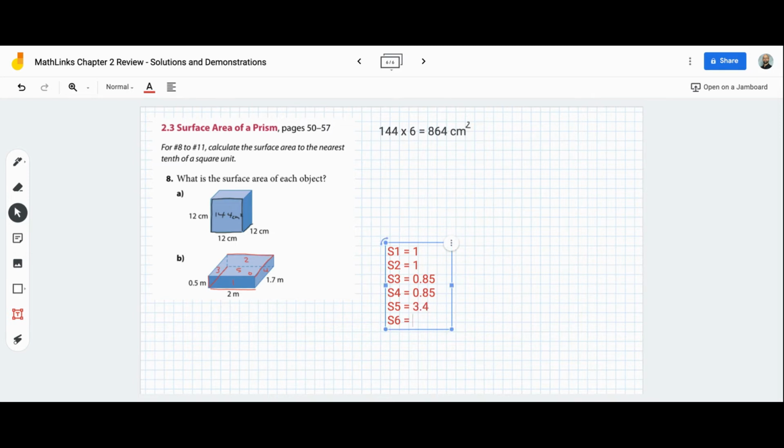So 3.4 and 3.4. To find the total area of this shape is to add up all of the sides. So we have 2, just added 1 and 1, plus 1.7. I added these two together. I'm just trying to go a little bit faster here. Plus 6.8. And that gives me a total of 10.5 meters squared. And there you have it.